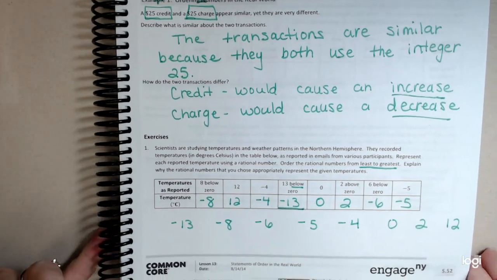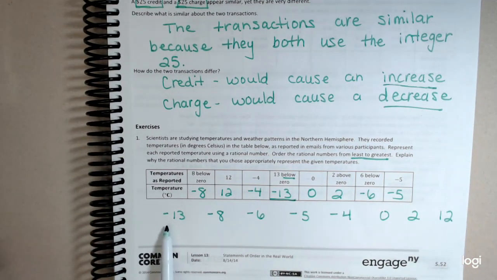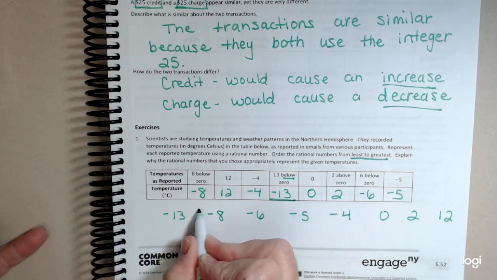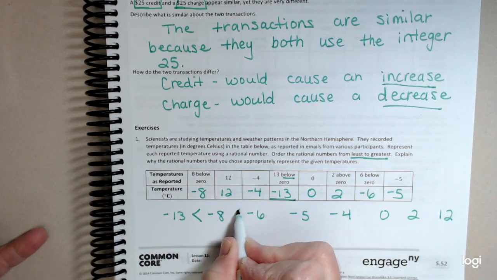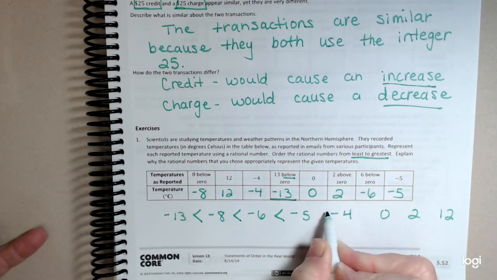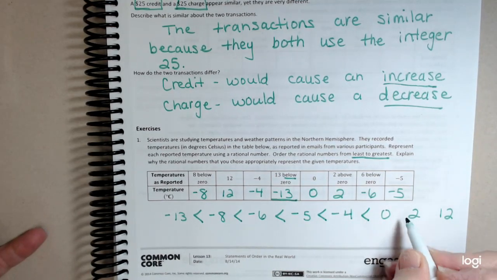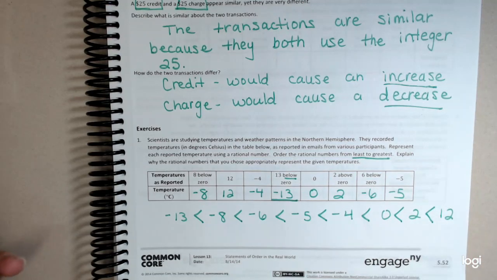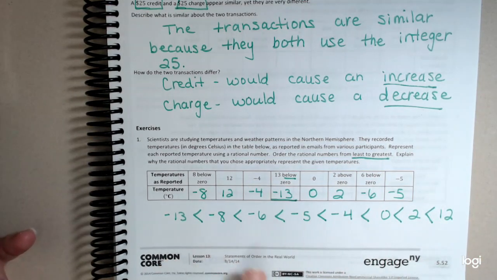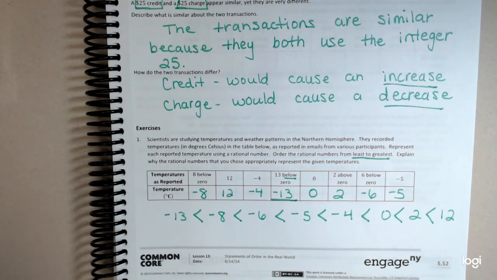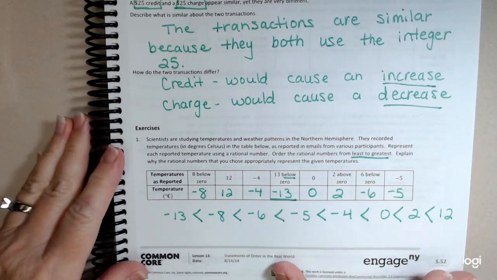Okay, so I have mine in order from least to greatest. Remember, negative numbers obviously are smaller, getting closer and closer to 0. We're going to go ahead and put our inequality sign here. Remember, that's our alligator mouth. Negative 13 is less than negative 8, which is less than negative 6. Since we have them all in order from least to greatest, we can go ahead and put the less than symbol all the way through. So now we have one gigantic inequality statement. Okay, and so once you have this filled in, go ahead and turn the page over to exercise 2.